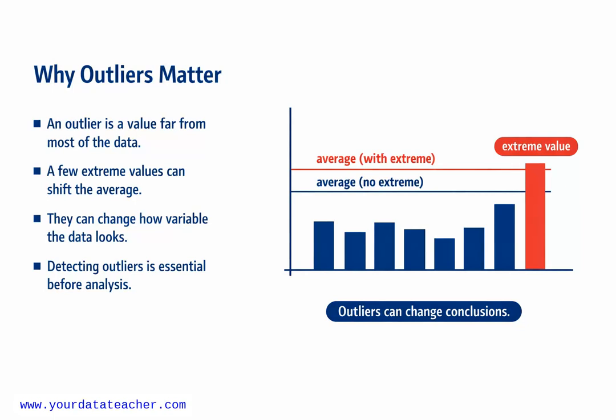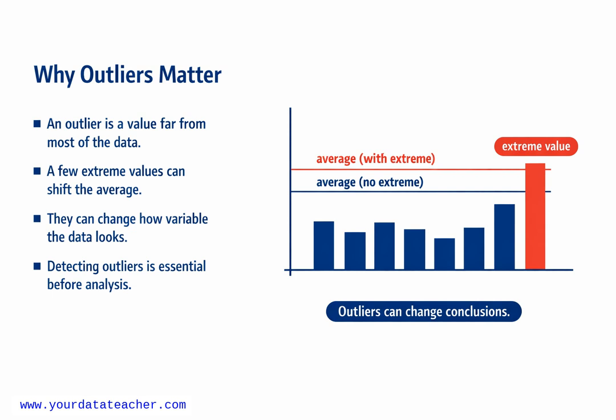On this slide, we focus on why outliers really matter. An outlier is simply a value that is much larger or much smaller than the rest of the data. Even if it's just one point, it can change our summary statistics a lot. Look at the bars on the right. Most of them are at similar heights. That's our typical data. Then we have that single very tall red bar, the extreme value.